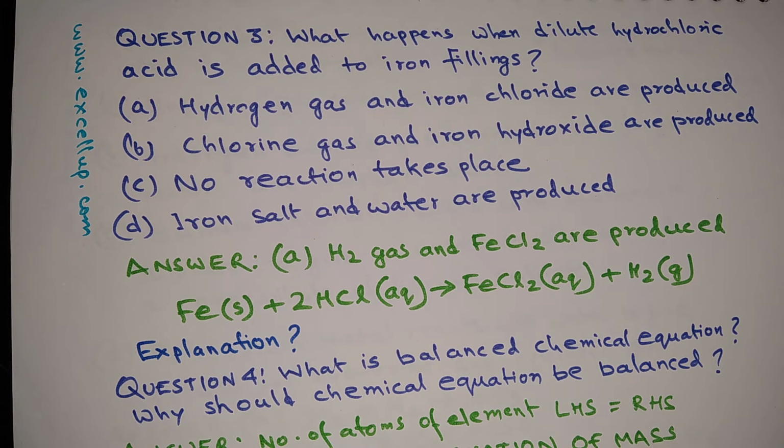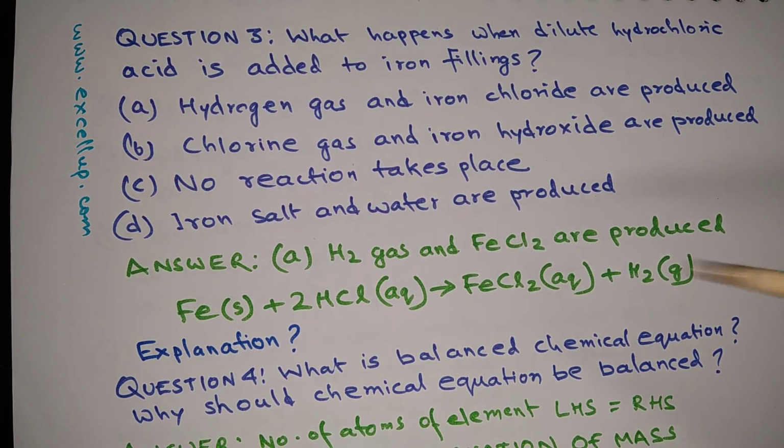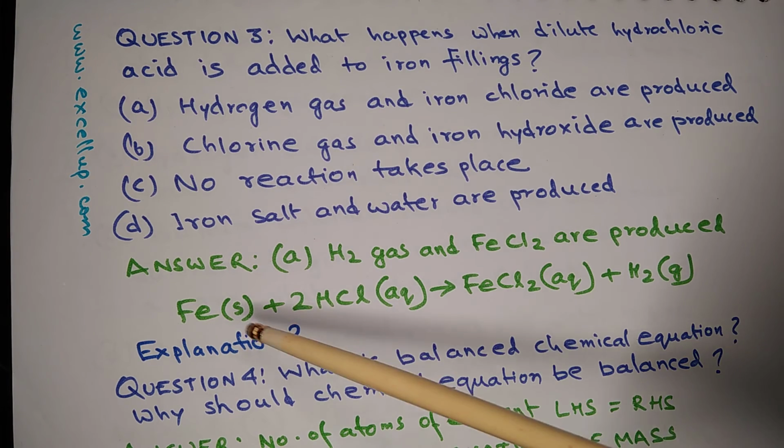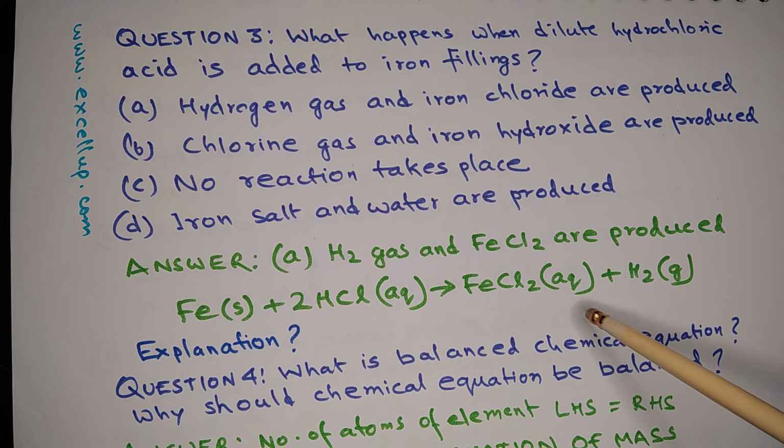You can recall, whenever a metal reacts with dilute hydrochloric acid, metal salt is formed and hydrogen gas is produced. So hydrogen gas is produced in the case of option A, and that is why option A is correct. And the equation can be Fe plus 2HCl is equal to FeCl2 plus H2.